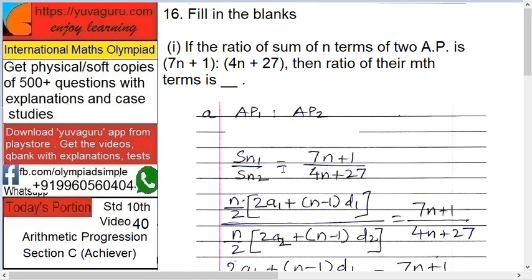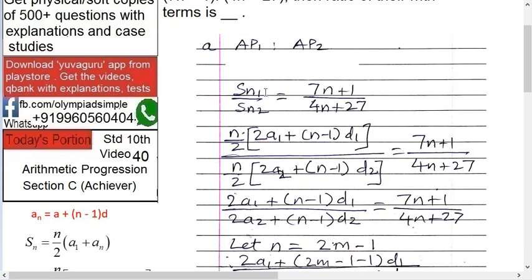So Sn1 upon Sn2 equals (7n + 1) upon (4n + 27), right? Therefore, Sn1 means what? n upon 2 into (2a1 + (n - 1) d1), the whole upon n upon 2 into (2a2 + (n - 1) d2), equals this same right hand side, which remains the same. Therefore, n upon 2 gets cancelled. What remains? (2a1 + (n - 1) d1) upon (2a2 + (n - 1) d2) equals (7n + 1) upon (4n + 27).